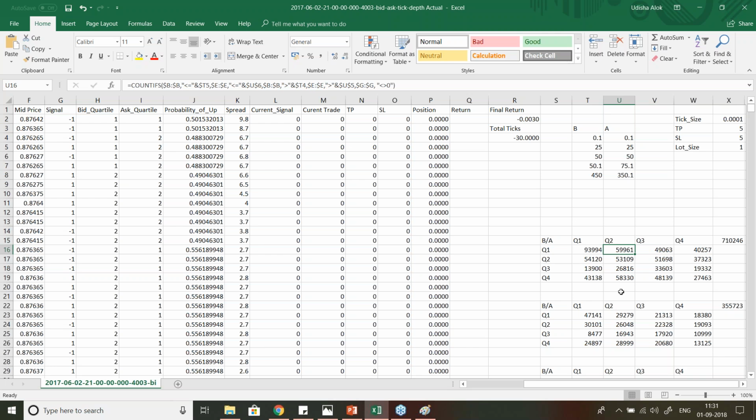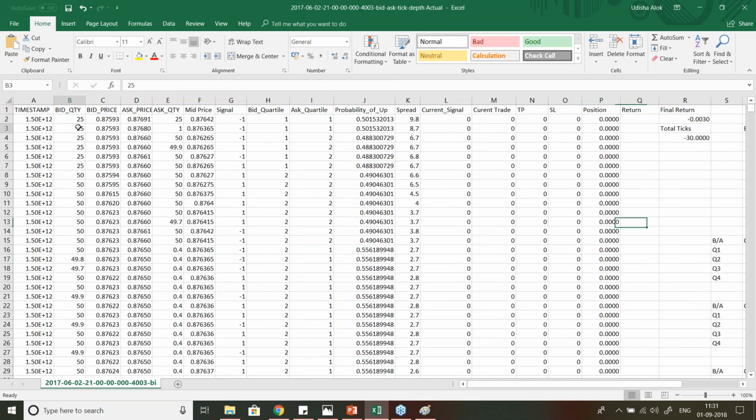Nathaniel, Srivatsan, Darshan, you understood how we got Q1 and Q2 values, and now we are counting the instances where bid and ask are in Q1 and Q2. Okay, Farooq, I will repeat again. Let us go by example.